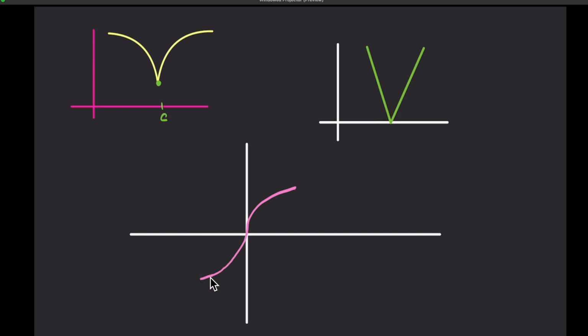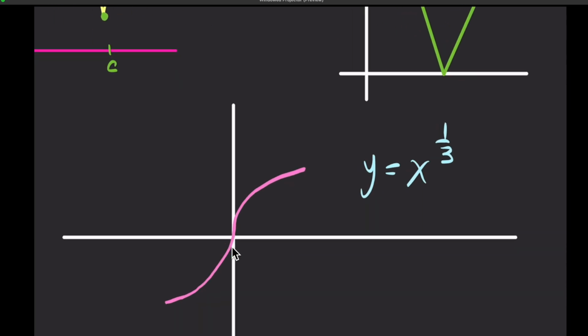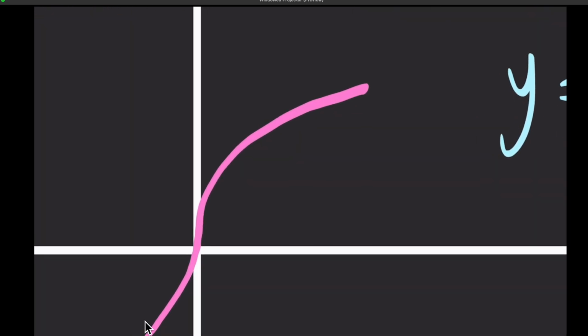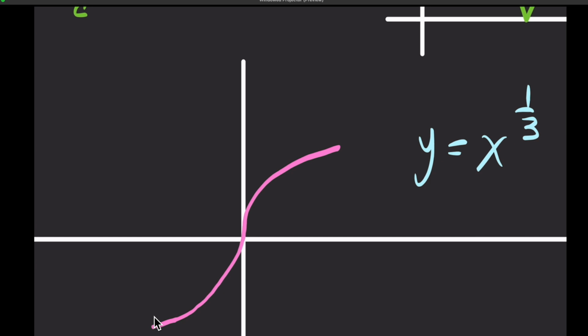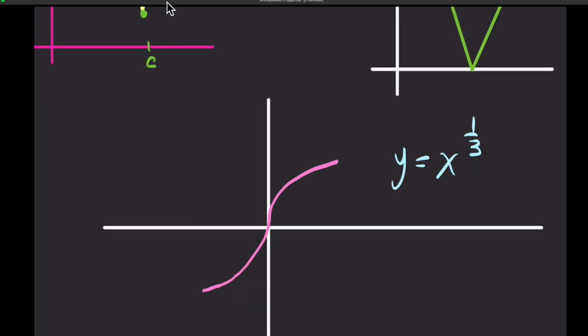Here is a continuous function. This is y equals x to the 1/3 power. And what's notable here, folks, is what is happening when x equals 0. This is actually a vertical component to this graph. You could see it better on Desmos. Let me show it to you here.